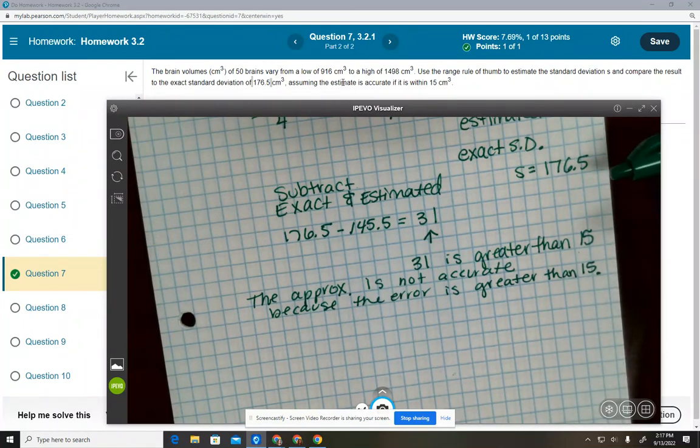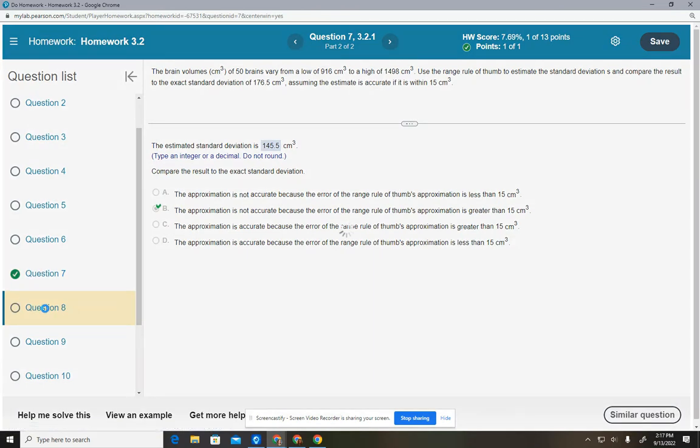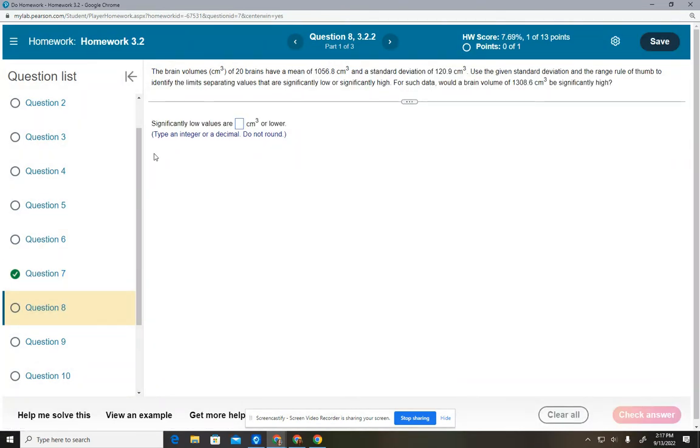Okay, so that helps you on number 7. So let me do the next problem. Next problem is number 8. The brain volumes of 20 brains have a mean of 1056.8 and standard deviation of 120.9. Use the given standard deviation and range rule of thumb to identify the limits separating values that are significantly high or significantly low. For example, would a brain volume of 1,308.6 centimeters cubed be estimated significantly high?